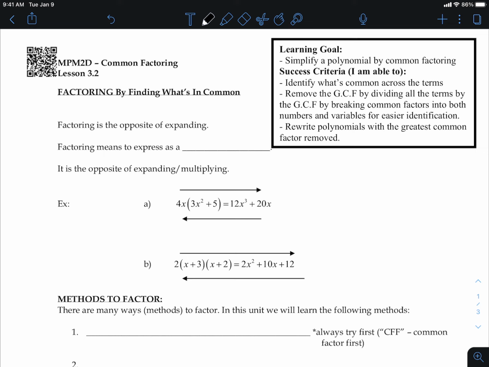Factoring means to express as a product. Remember we said the word product meant multiplying. It is the opposite of expanding, or multiplying numbers in. Here I've done 2 equations. The top arrow is what I just showed you in lesson 1, where you would multiply the 4x in. That's what we're going to call expansion.